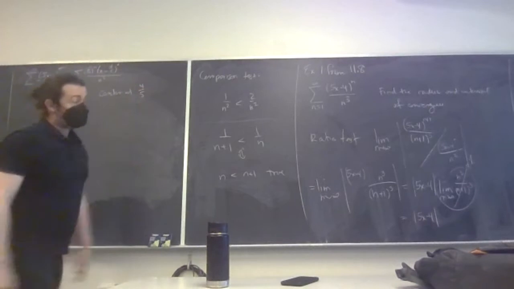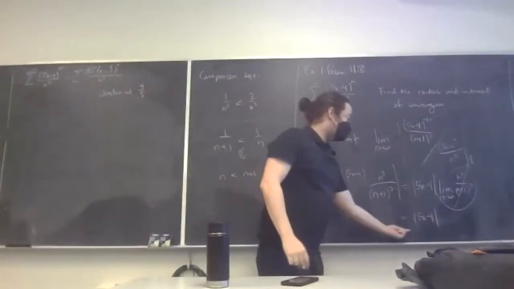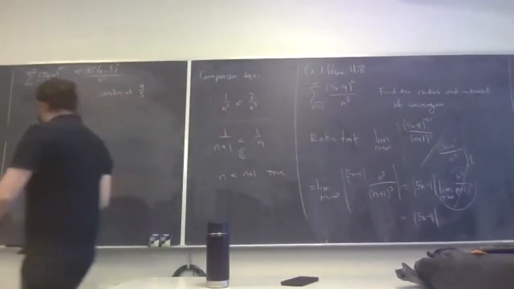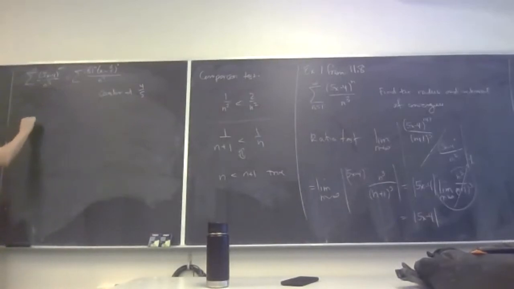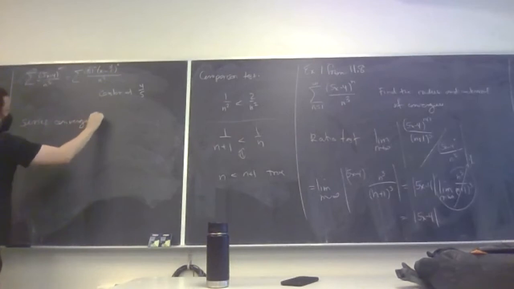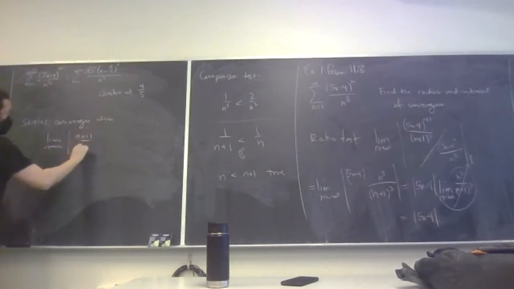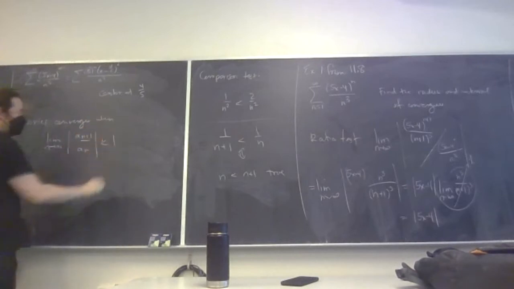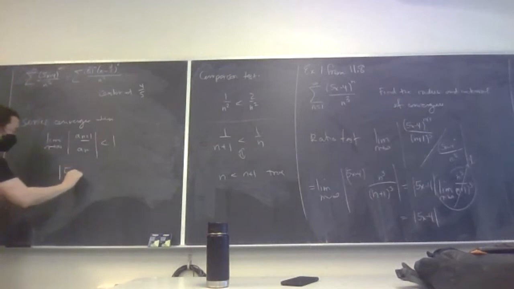And you're going to get that information anyway when you solve this equation. When does the series converge? The series converges when the limit as n goes to infinity of the absolute value of 5x minus 4 is less than 1, which gives you this.